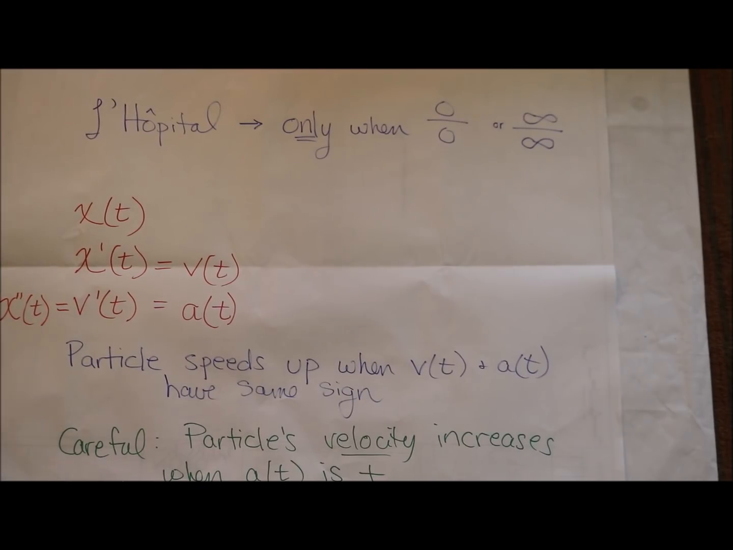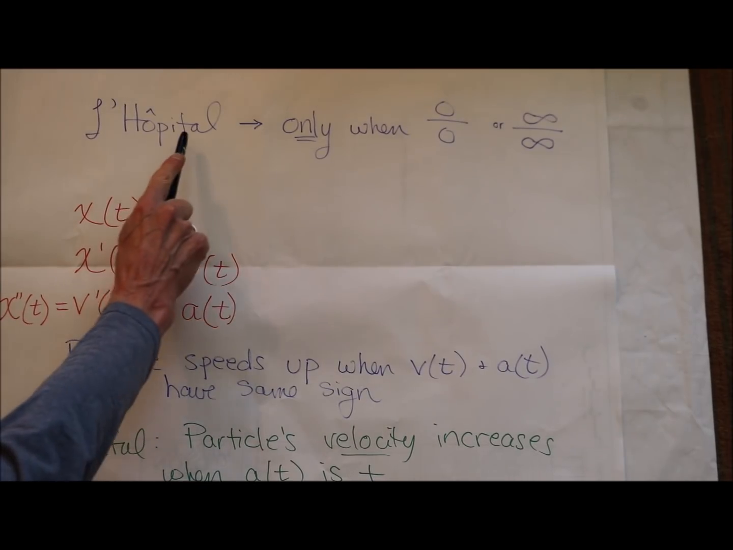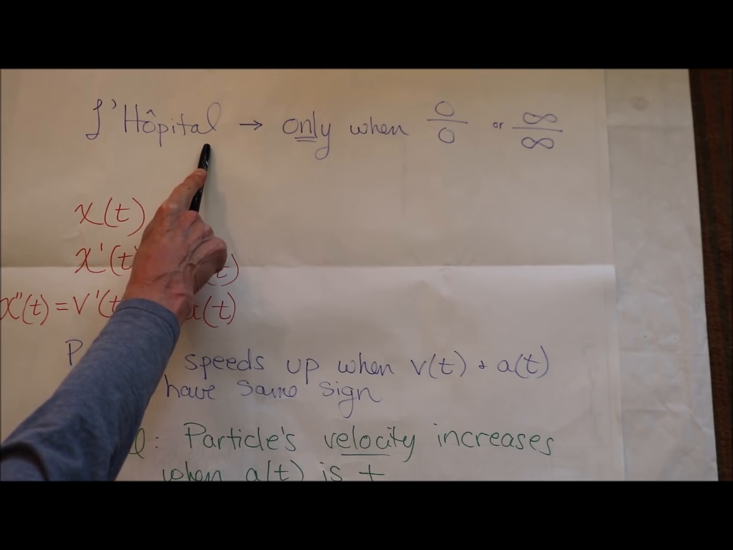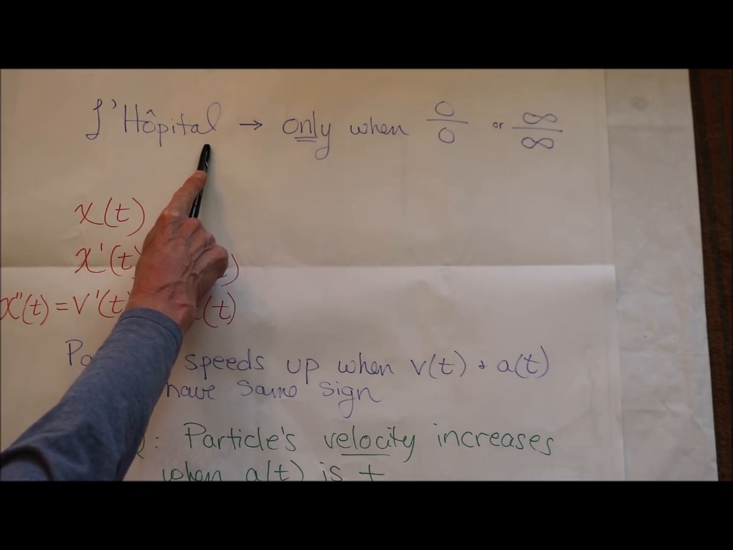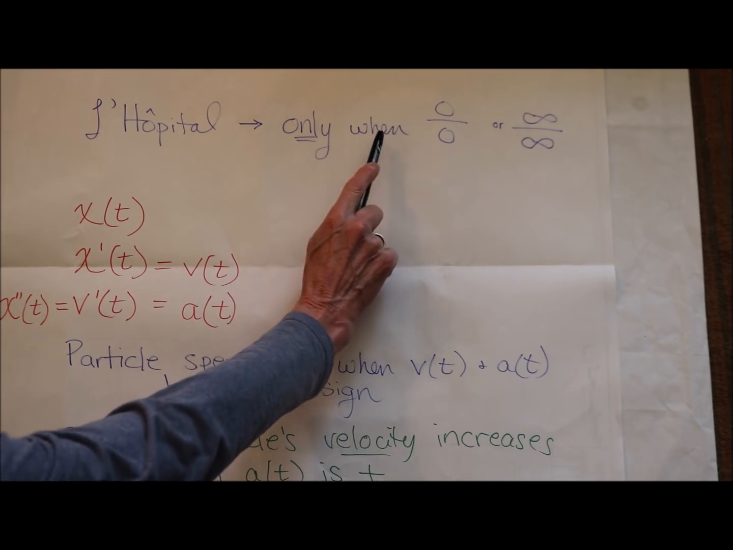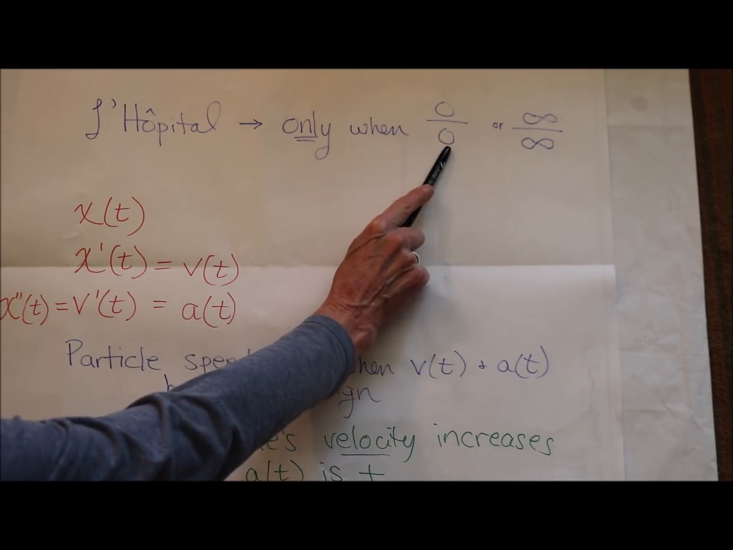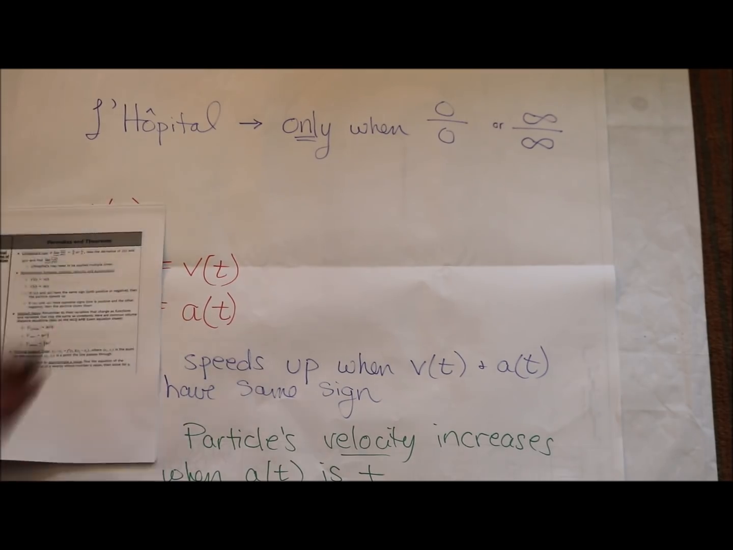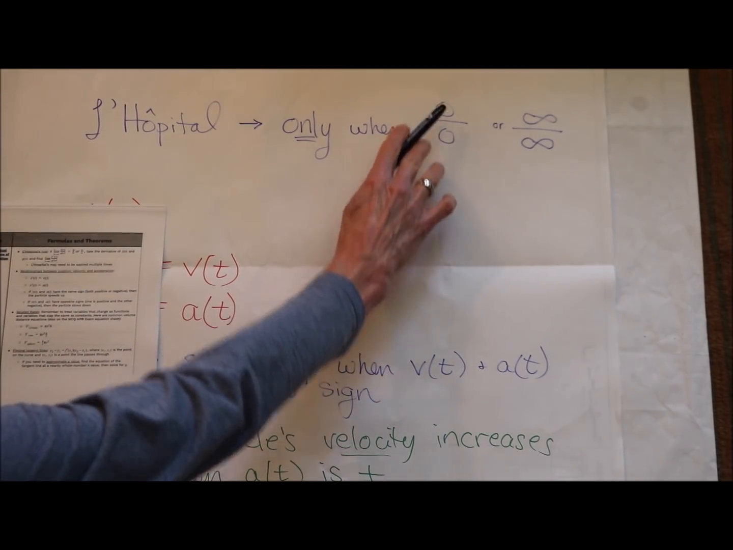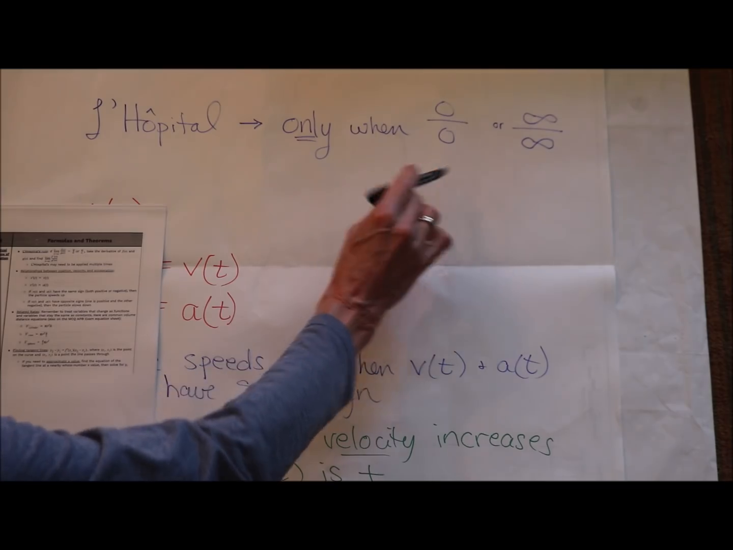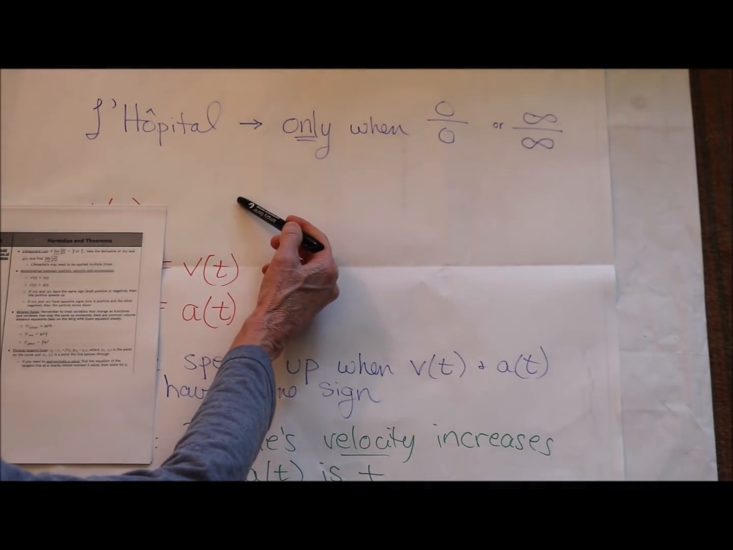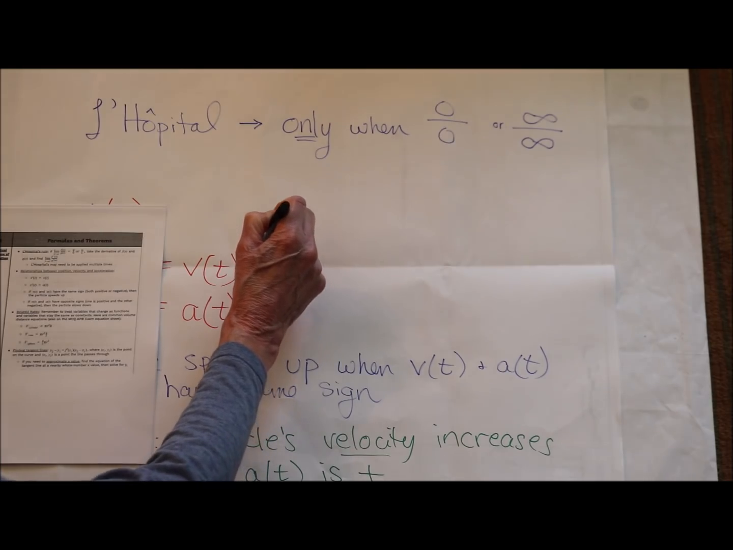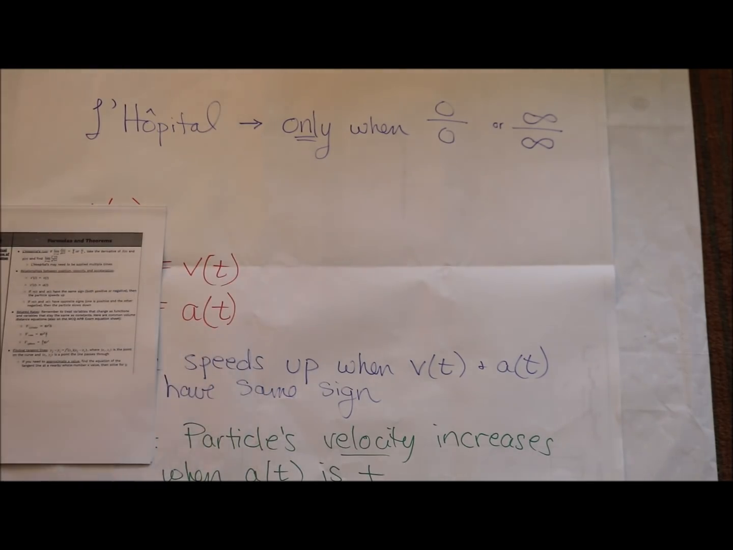So I'm on the next page now of the cheat sheet, L'Hopital's rule. Remember, you can use L'Hopital's rule to find the limit of a function if and only if that limit is 0 over 0 or infinity over infinity. If this is the case, then you can take the derivative of the top function, take the derivative of the bottom function, and find the limit that way. And you can use L'Hopital's rule multiple times.